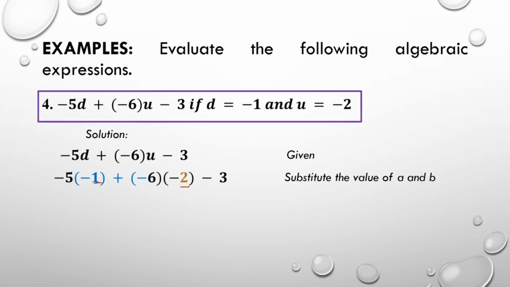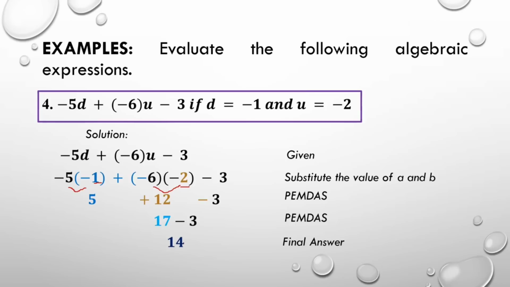And we simplify using PEMDAS. You can see we have 2 multiplication expressions that we have to multiply. So we have negative 5 times negative 1 and negative 6 times negative 2. We simplify those and we will obtain 5 plus 12 minus 3. Let's continue by adding 5 plus 12, which is 17, minus 3. And when we subtract 17 minus 3, the final answer is 14.